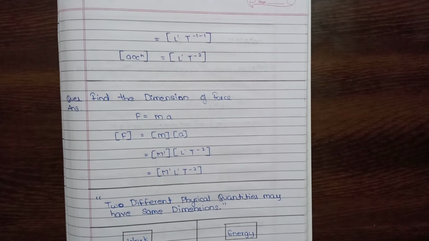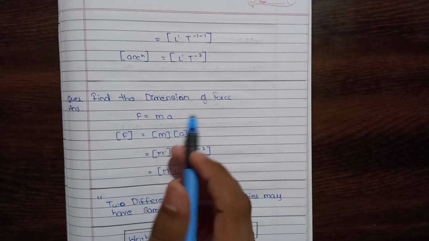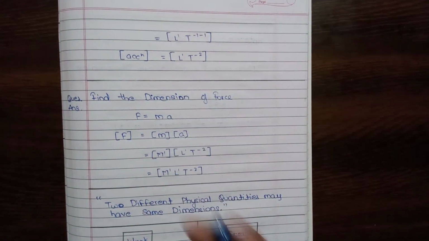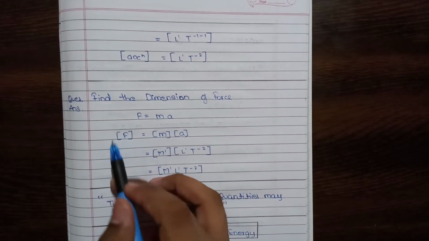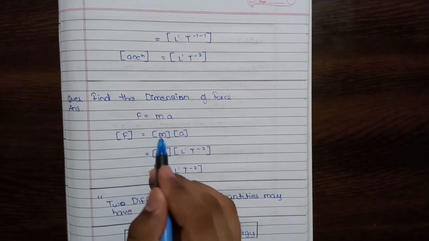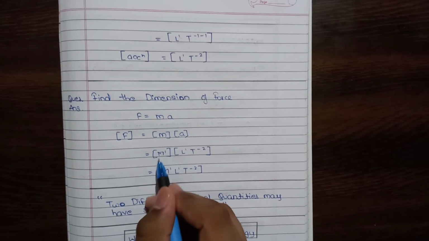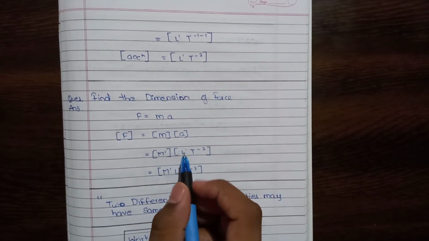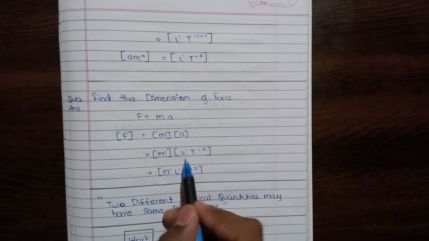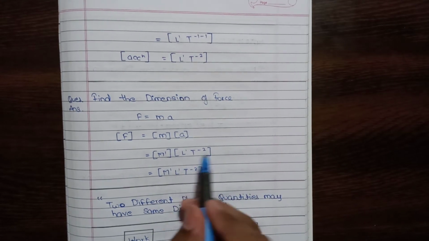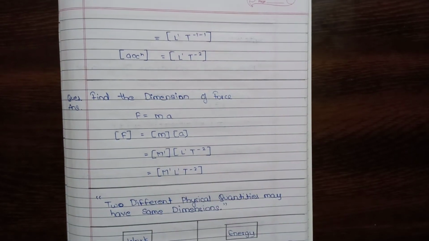Now second, we have to find the dimension of force. Now let us see. Force is mass into acceleration. Since we have to find the dimension of force, we will write dimension of force is dimension of mass into dimension of acceleration. So dimension of mass is nothing but M1, and dimension of acceleration, we had just found, is L1 T raised to minus 2. So we'll write here L1 T raised to minus 2. So what will be the dimension of force? M1 L1 T raised to minus 2.